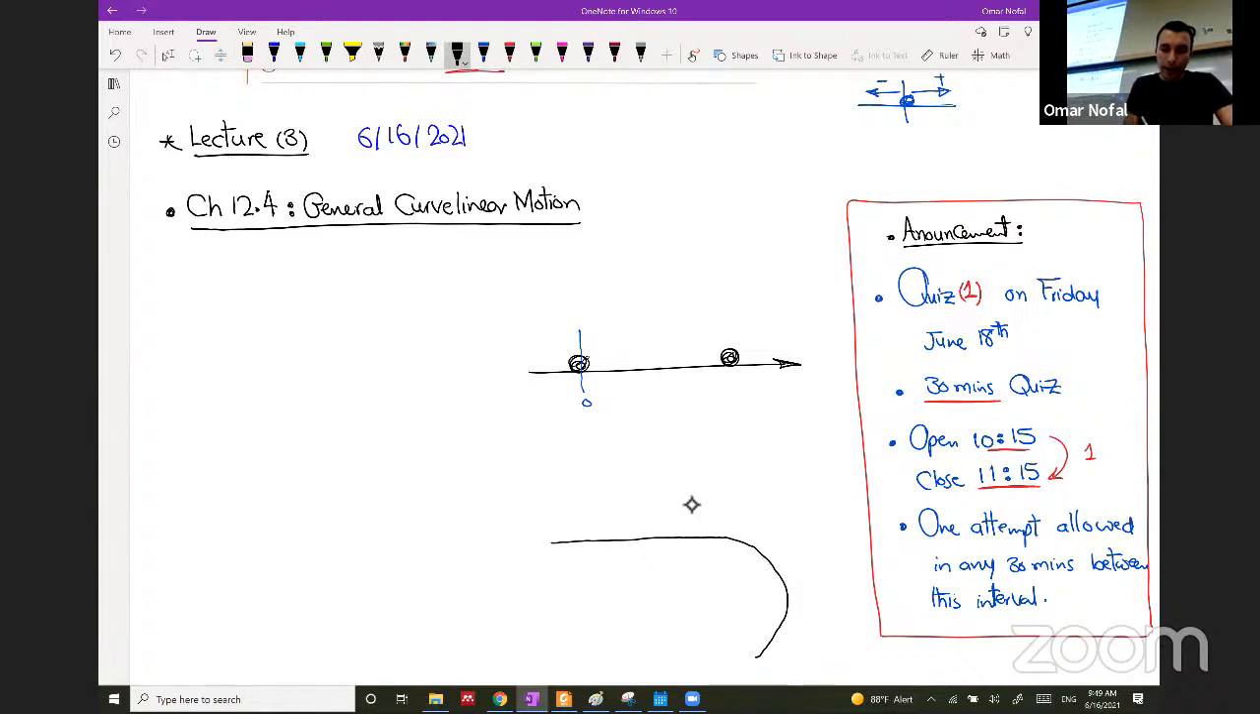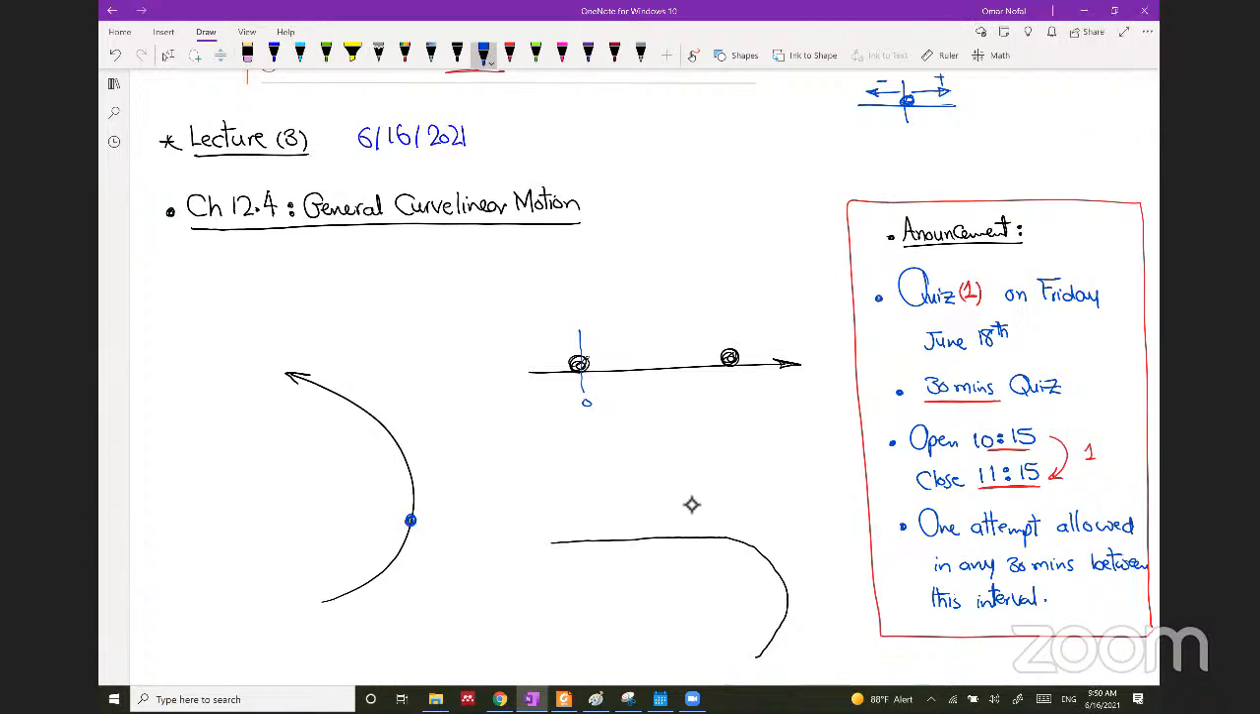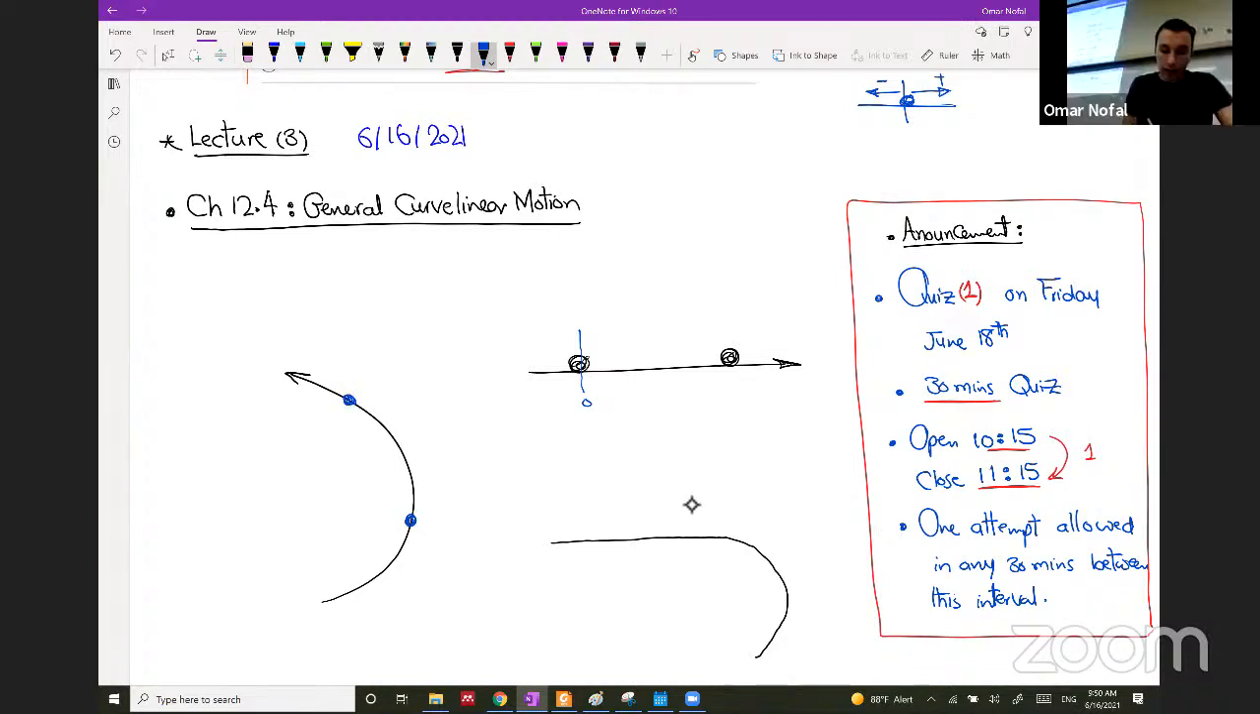So for a curvilinear path, let's say we have the path like this, and our car started somewhere here and ended somewhere here, and let's say that this is the origin. The car made a distance from here up to here. Let's call it S1, and the second one, let's call it S2.